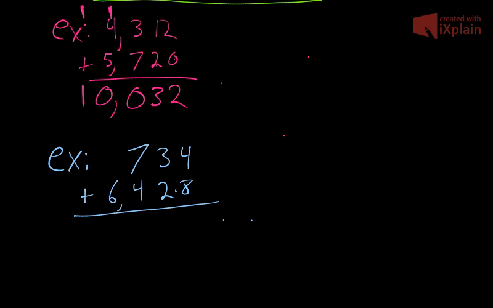So, again, we're going to do the exact same thing. We're just adding straight down. 4 and 8 is 12. That's 1, 2, so we're going to leave the 2, carry the 1. 1, 3, and 2 is going to be 6. 7 and 4 is 11, so I leave the 1, carry the 1. And 1 plus 6 is going to be 7. Leaving us with 7,162.